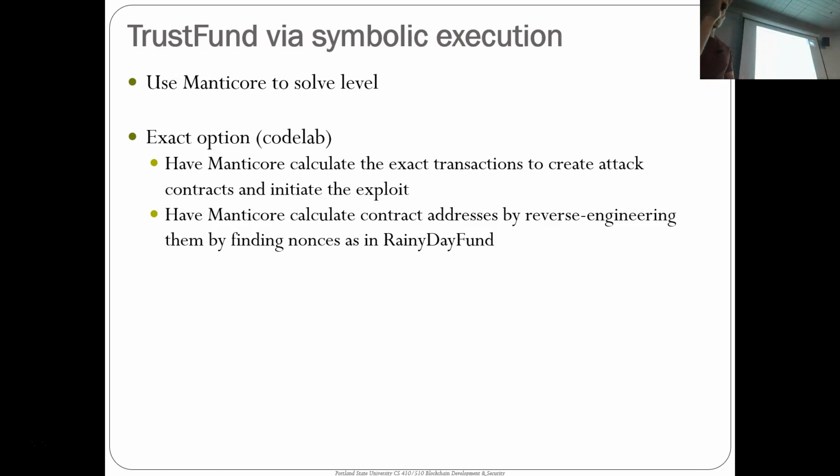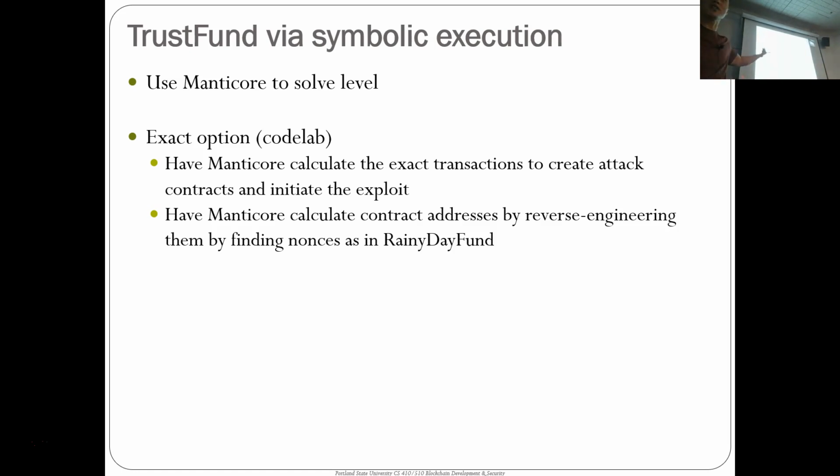Now, in order to do that, you have to give Manticore all of the addresses and all of the nonces associated with all of those addresses for it to automatically generate the transactions. And so if you have done the rainy day fund and you have understood how hard it is to get all those nonces, that's what this exact option is asking you to do. So you can do this.